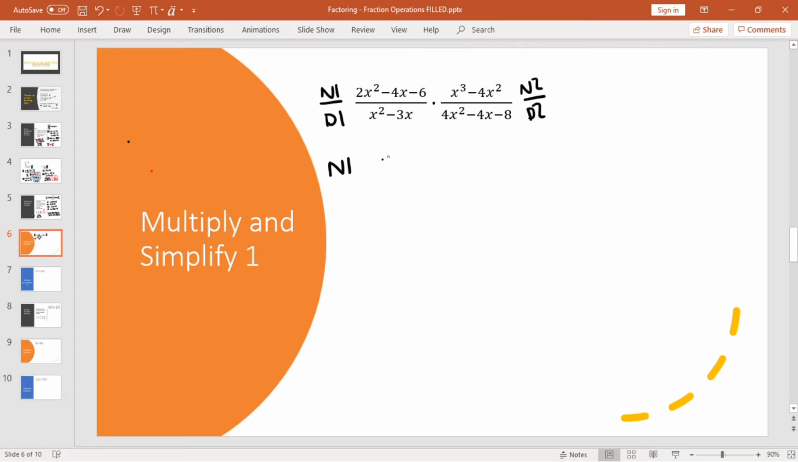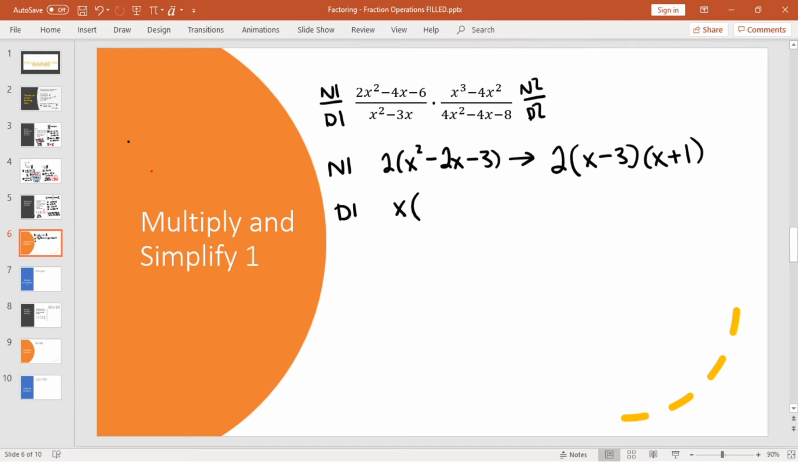So do that. X squared minus 2x minus 3. And suddenly that's factorable. I need factors that multiply to minus 3 and combine to negative 2 by addition. There we go. Denominator 1, common factoring. Take out an x. X minus 3.